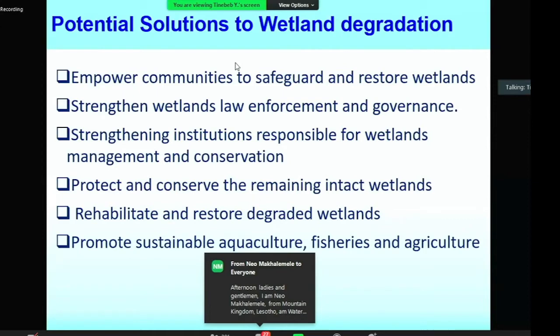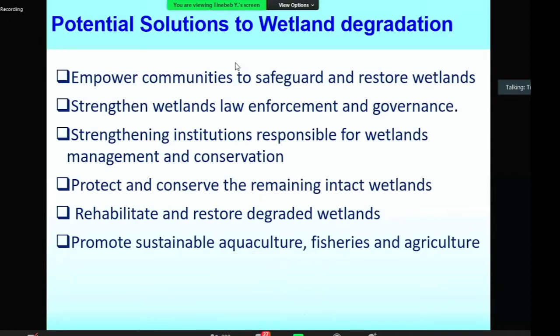So what is this slide we have tried to show here? What are the potential solutions to wetland degradation? We have seen that there are numerous potential solutions that could be easily figured out, but we see that these six or more potential solutions would be more applicable to what is facing our wetland system currently. The first and foremost is to empower communities to safeguard and restore wetlands.